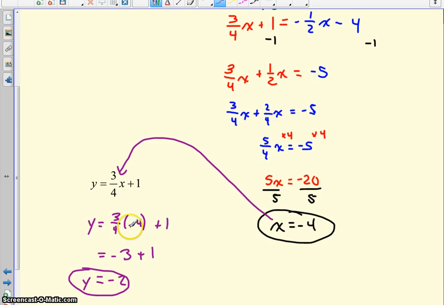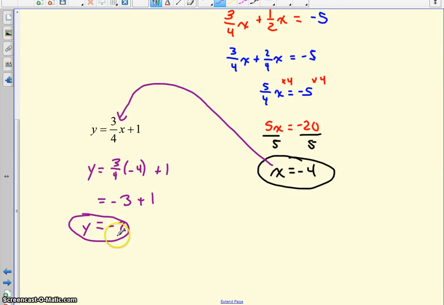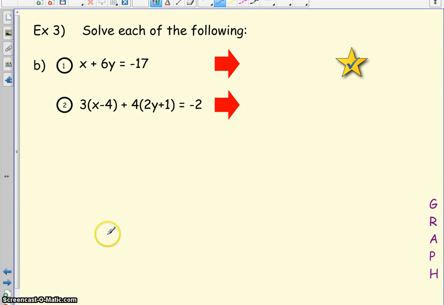Okay, so far so good. Let's take a look at another one. So in this situation here, again, we have two different equations with two unknowns in the linear system. I want you to try and solve this one.